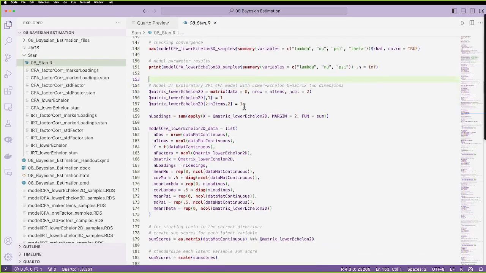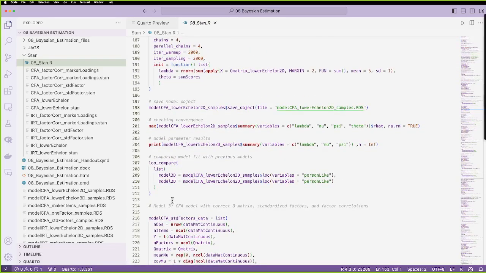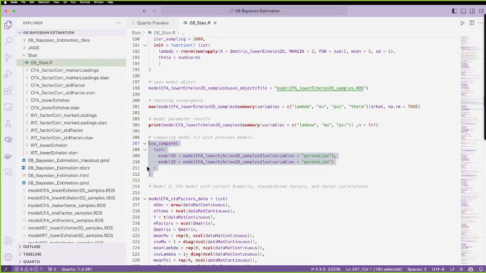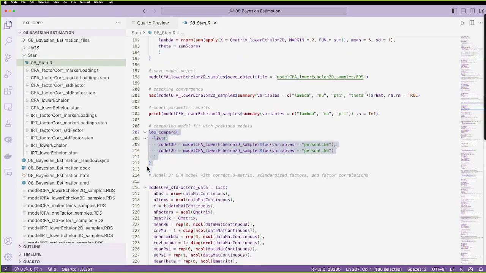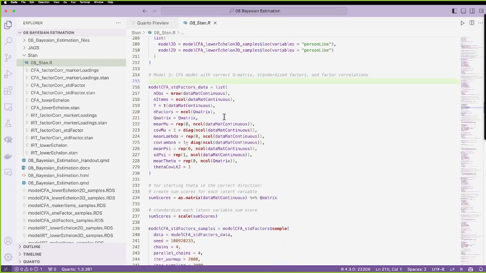Basically, I do the same thing for the two-factor exploratory model. If I wanted to compare model fit, there's a function called LOO compare. Leave one out to compare. This basically gives you information criteria. The one at the top is preferred. It also gives you a standard error of each value, which is really nice. So it tells you how much uncertainty there is in the information criteria itself. I think that's helpful. Then we get into the CFA model with standardized factors.